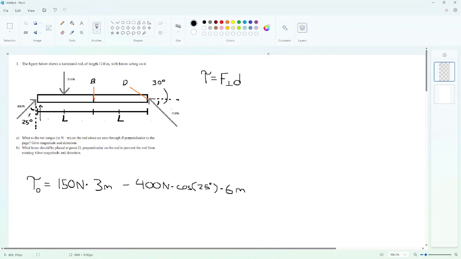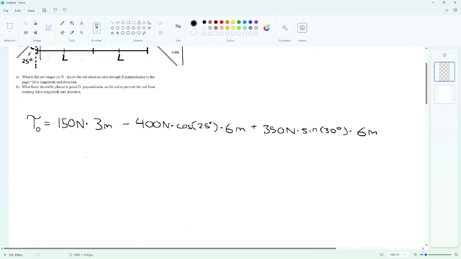And then now the 350 Newton force, let's go ahead and calculate that one. The perpendicular side is going to be like this, and this is going to be positive. Plus 350 newtons times, and from this angle, the perpendicular side to the distance is going to be the opposite side. So we're going to use sine of 30 degrees times the distance from B, which is going to be 6 meters. And this is going to be your net torque when you do all these calculations.